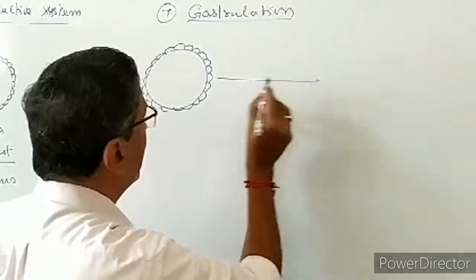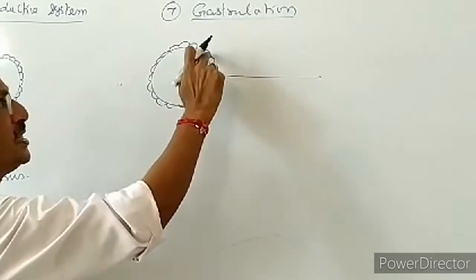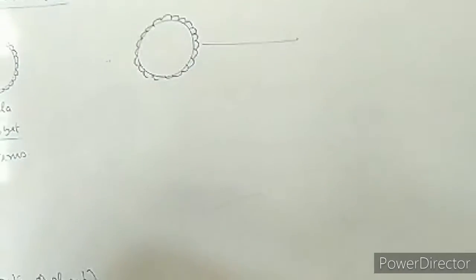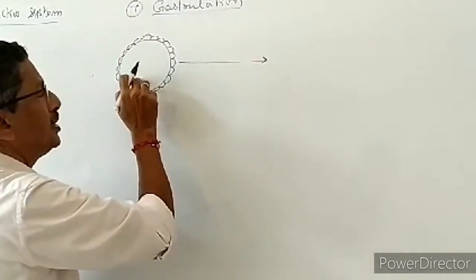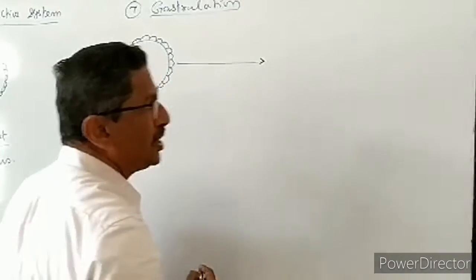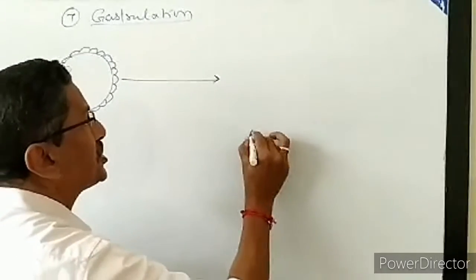Now this blastula is unilayered blastula. What is the meaning of unilayer? Single layer of cells will be present at the outermost region. But during this gastrulation, the single layered blastula is changed into a three-layered structure. Now I will draw the three-layered structure.